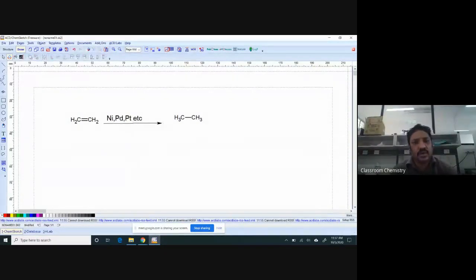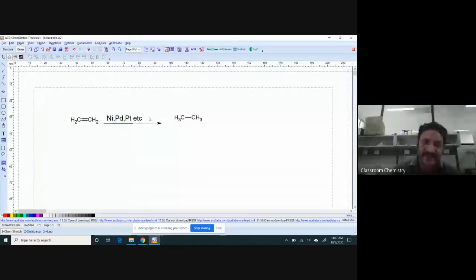Okay, so the ethylene molecule is there. Here is the carbon-carbon double bond, and when you apply nickel, palladium, or platinum, then what happens? One more hydrogen is added on both sides. So the alkene is converted into an alkane. The double bond or triple bond is reduced by this catalyst.